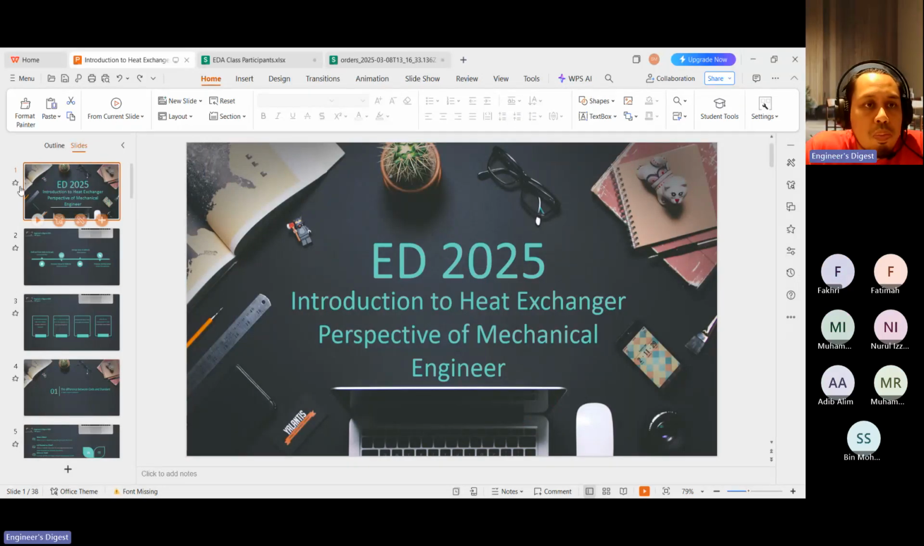Okay, let's start. Today we are going to have one session on introduction to heat exchanger, from the perspective of a mechanical engineer, and this is basically at the refinery. So we want to see from the perspective of mechanical, such as the tubesheet, the tubesheet joint, the channel, the bonnet. If you have any question, you can type in the chat.